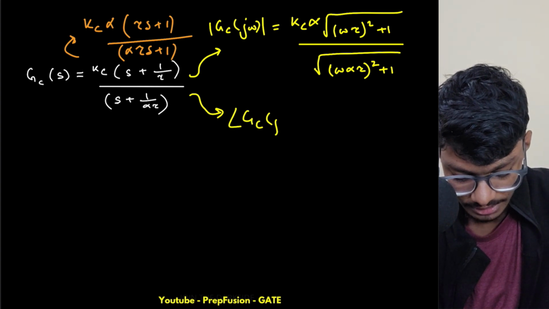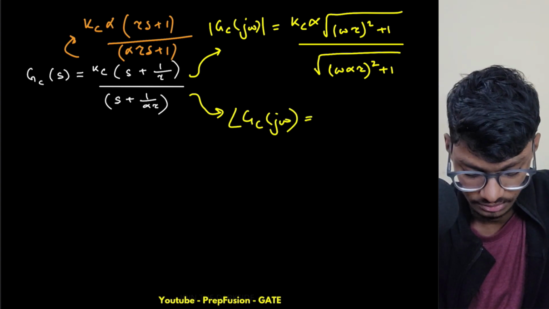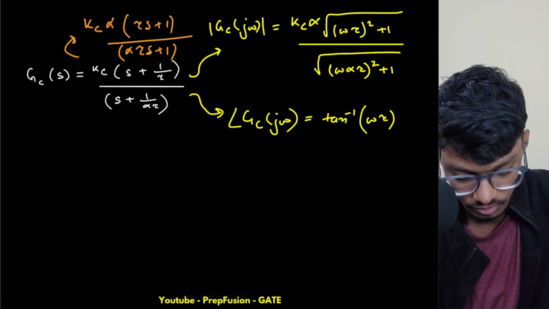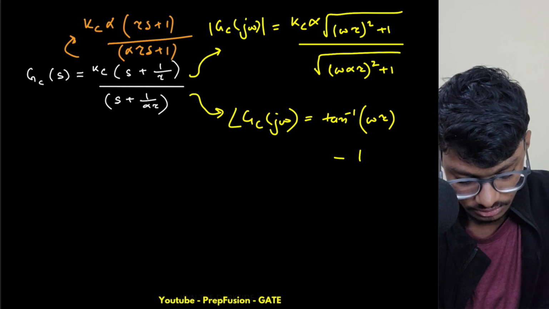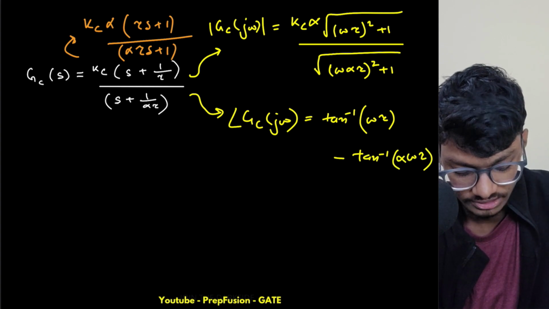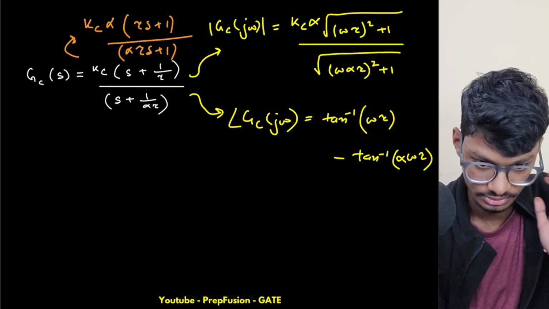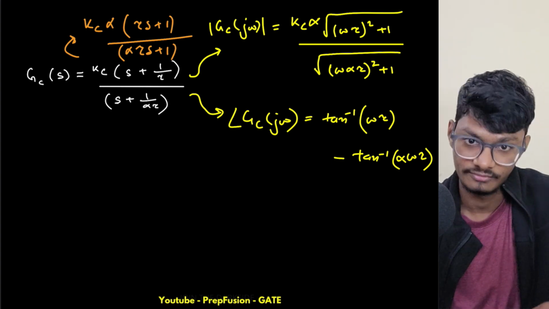Now what is the angle condition, what is the angle value? The angle value is very simple. It is simply, as I wrote there earlier, tan inverse omega tau minus tan inverse alpha omega tau. Obviously alpha is less than 1, so this will be lesser than this one, so it will always be positive.